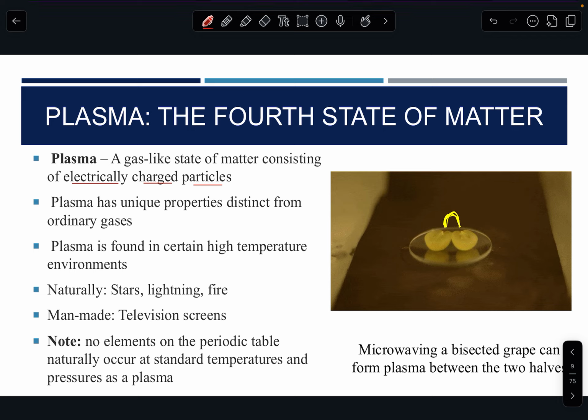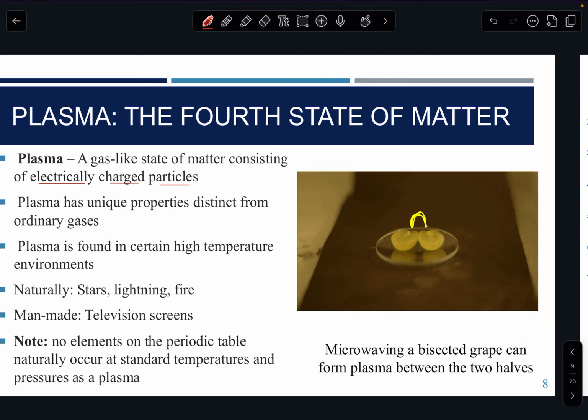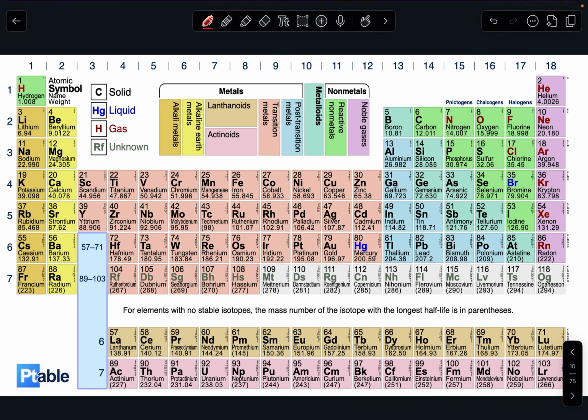Okay. And so the other thing is that no elements on the periodic table are going to naturally occur as a plasma. We have our periodic table here, and as you can see, no elements are plasmas. We have solids in black, liquids in blue, and gases in red, and we don't have any of these that are a plasma. We have an unknown category, and that's because not enough of these elements have been made to define whether they exist at room temperature as a solid, liquid, or gas. But for the most part, solids, liquids, and gases. There are also only two elements on the periodic table that exist as a liquid at room temperature. There's mercury right here and bromine right here. So that's just something to keep in mind for later.